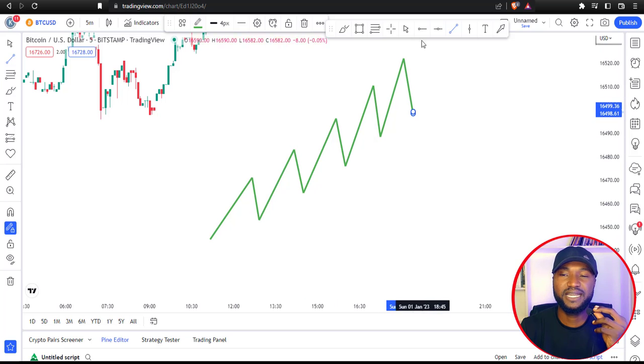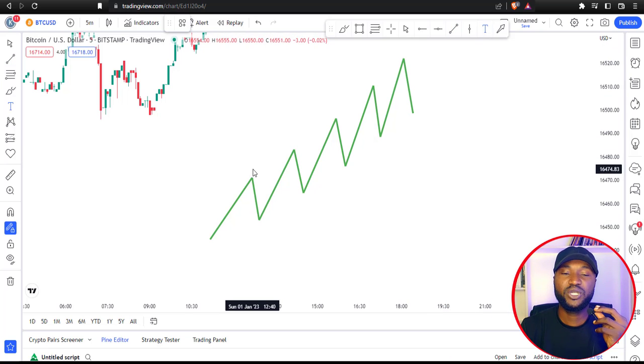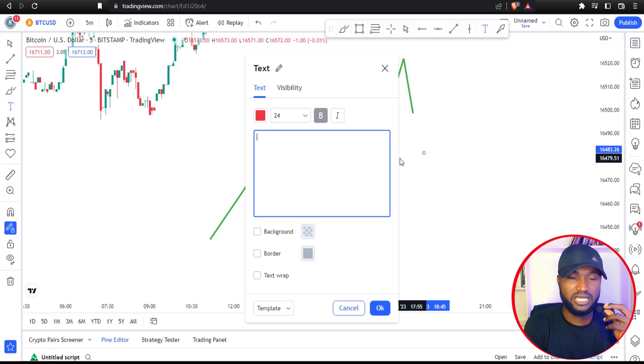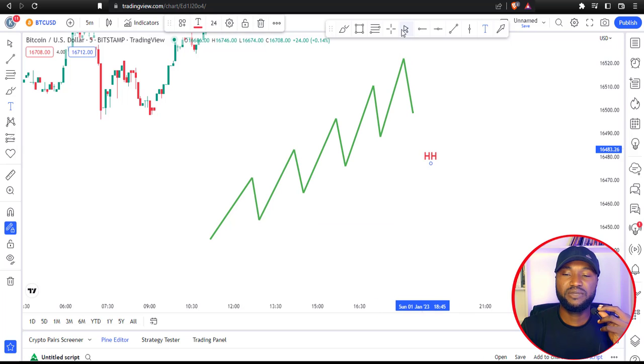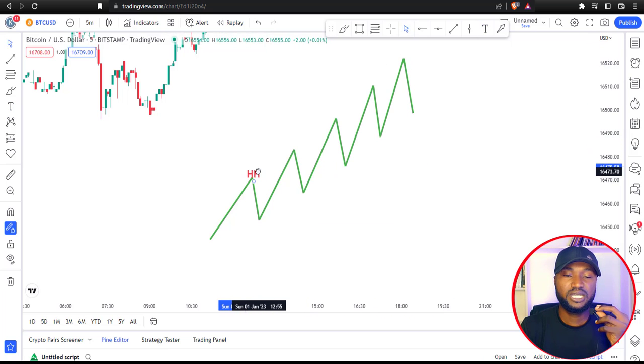Why is it called a higher high? It is called a higher high because this last high has been violated and another new high has been formed. If I take my writing tool and place it right here, let's give it HH. Take it to this level. I'm going to show you how this works right here.